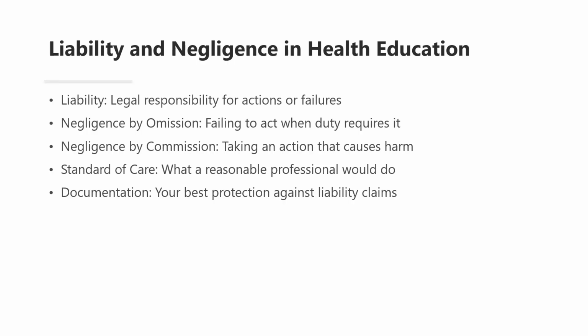As a health educator, you have a duty of care to the participants in your programs. When that duty is breached and harm results, you may be held liable. Negligence comes in two forms, and it is important to know the difference between them. Negligence by omission occurs when you fail to do something that your professional duty requires. For example, if you know that a program activity poses a safety risk and you fail to warn participants, that is negligence by omission. You had an obligation to act and you did not.